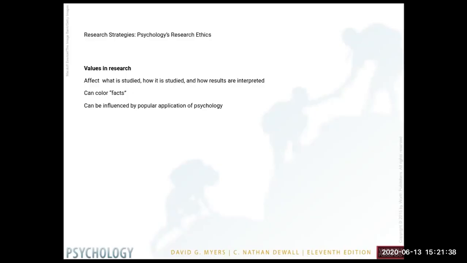Or if we don't find what we're looking for, maybe we can split it up and say, well, let's look at females and males that studied and didn't study. And now, boom, we get this big effect. And it goes into that gender psychology thing. We can color the facts the way that we see them or break them up into different categories. And this can be influenced by the popular application of psychology to see what's going on. It could play into stereotypes. It could play into cross-cultural questions. Are Asians going to score higher than African Americans or Caucasians, or some other Pacific Islander or something like that?